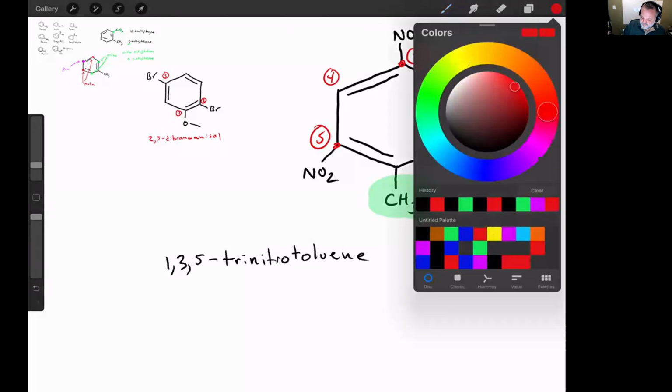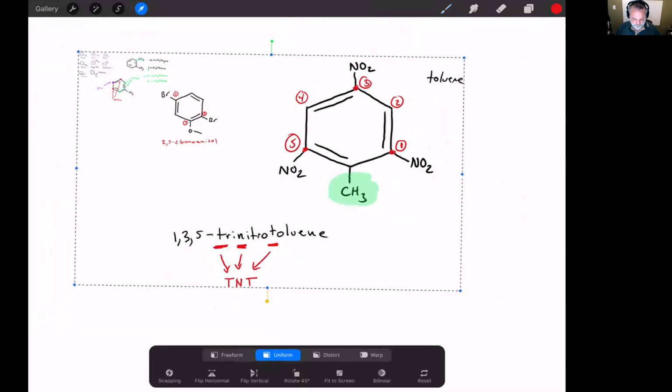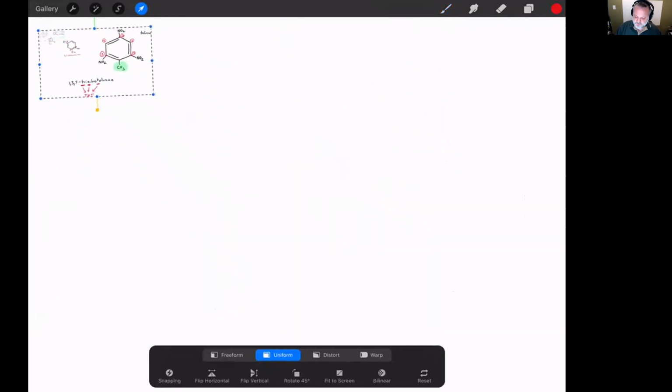Any questions about how to name this compound? This trinitrotoluene, this T... Yeah. Boom. Boom, there it is.